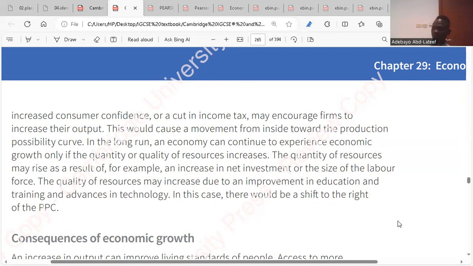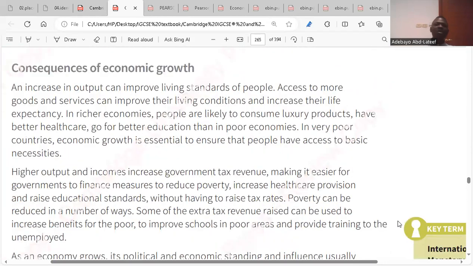So in the long run, when there's an increase in aggregate demand, it is important to find new resources or to employ more workers. And when that is in quantity, and for quality, we have to think about advancement in technology, we have to think about education and training. Is it clear? Yes. So if these things happen, then it will shift the PPC curve rightward. So what are the consequences of economic growth?